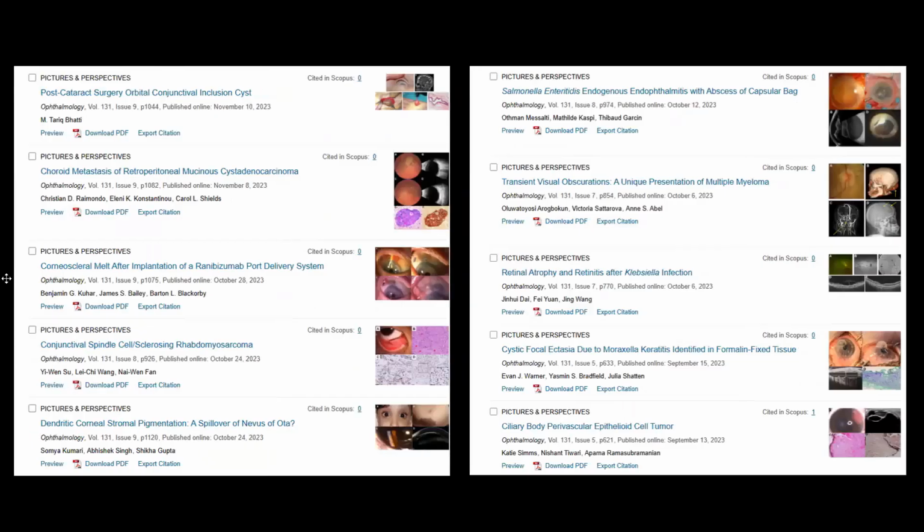To give a few examples from last month's Ophthalmology Pictures and Perspectives: post-cataract surgery orbital conjunctival inclusion cyst, choroidal metastasis of retroperitoneal mucinous cystadenocarcinoma, corneal melt after implantation of a ranibizumab implant, and conjunctival spindle cell sclerosing rhabdomyosarcoma. Whenever you have a histopathology, the chance of it getting accepted is higher.